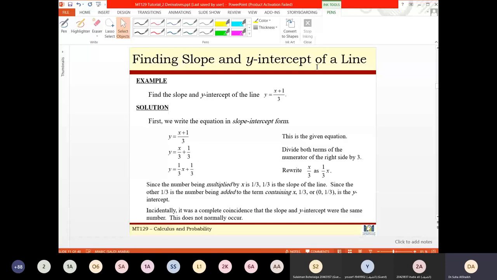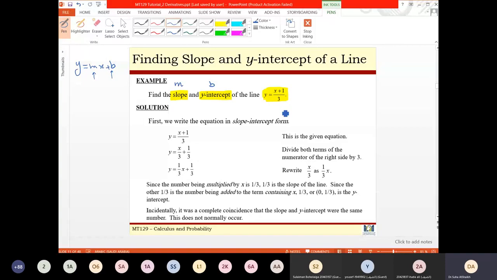The next thing, we have those examples about lines. The question is: find the slope and the y-intercept of this line, y equals x plus 1 over 3. What does the slope mean? They want the m. What does the y-intercept mean? They want the b. So my equation should be of the form y equals mx plus b, so I can know what m is and what b is.